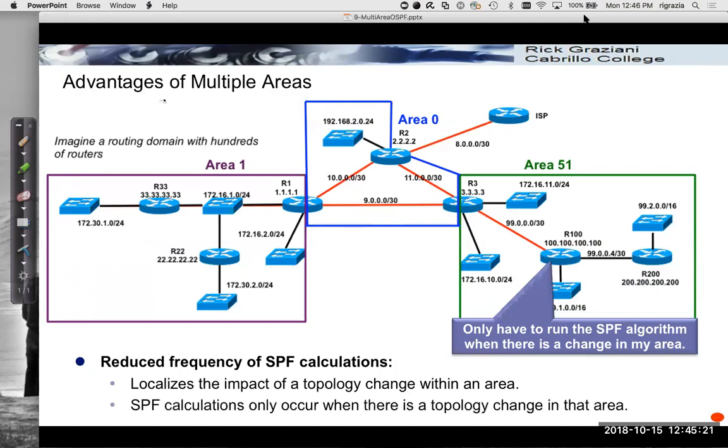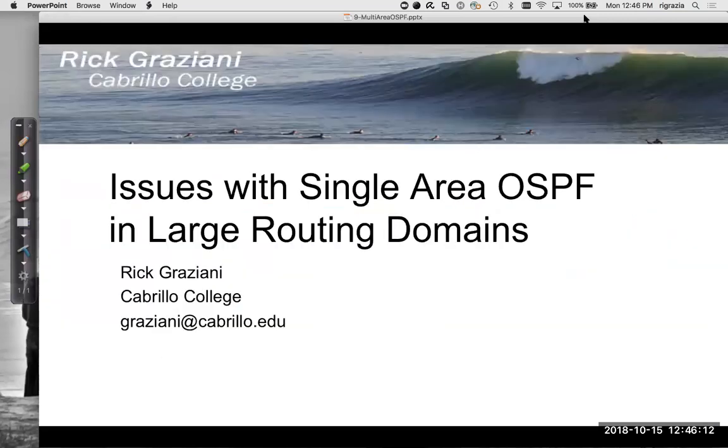So if there's a change in, say, area 51, only those routers in area 51 have to actually rerun the SPF algorithm. Now, the routers in the other areas, area 0 and area 1, will find out about the change, but they don't actually have to rerun the SPF algorithm. You may wonder why. Well, only the routers in area 51 rerun the SPF algorithm because they're the only ones that actually have a topology map of that area. So routers within an area only have a topology map within their area. They can know about networks in other areas, but they don't have a map of the other areas. We're going to talk more about that a little later. So that's just the issues with single area OSPF and large routing domains. A lot more to come.